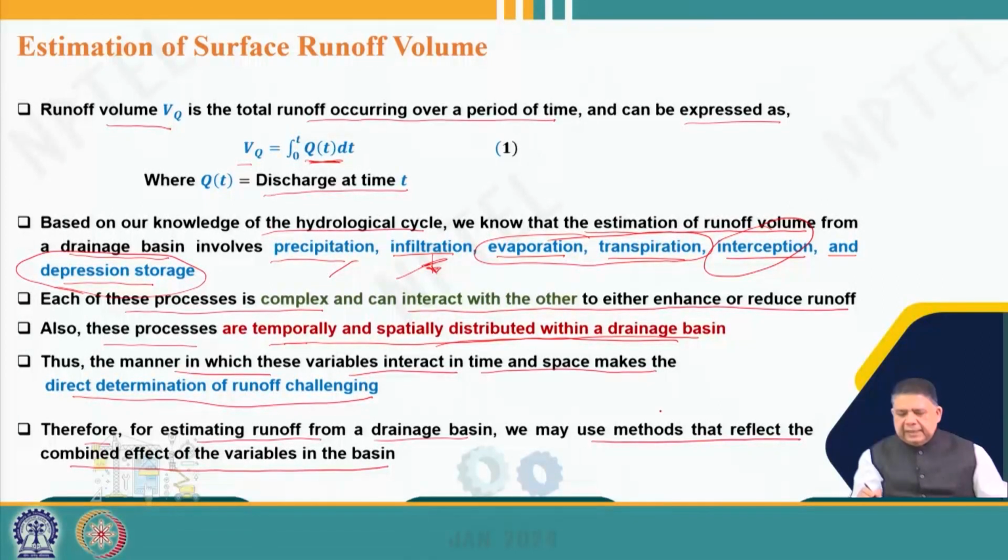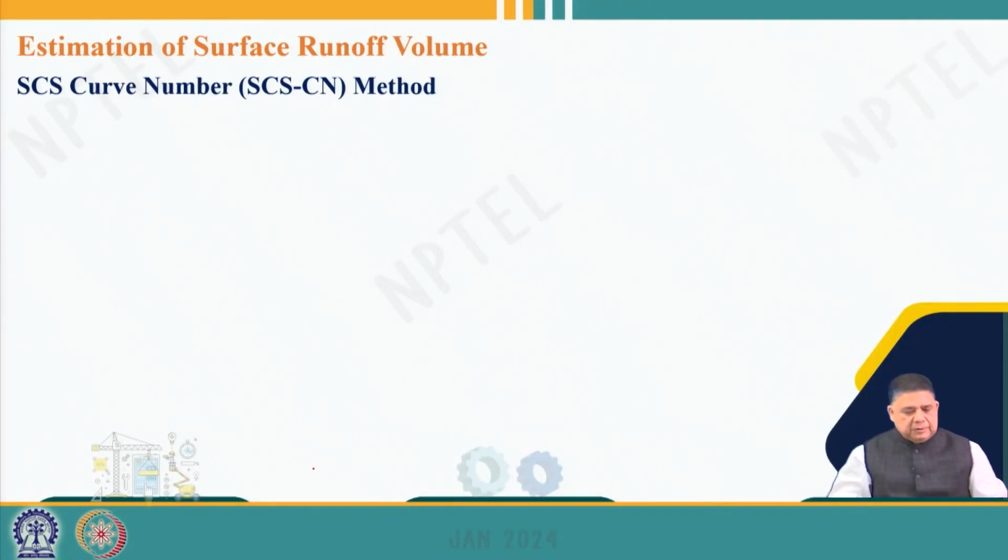So, taking the combined effect of these variables on a drainage basin, we may estimate runoff, and SCS-Curve number method is one such method which takes into account the impact of all those characteristics affecting all these variables, the drainage basin characteristics impacting all these variables.